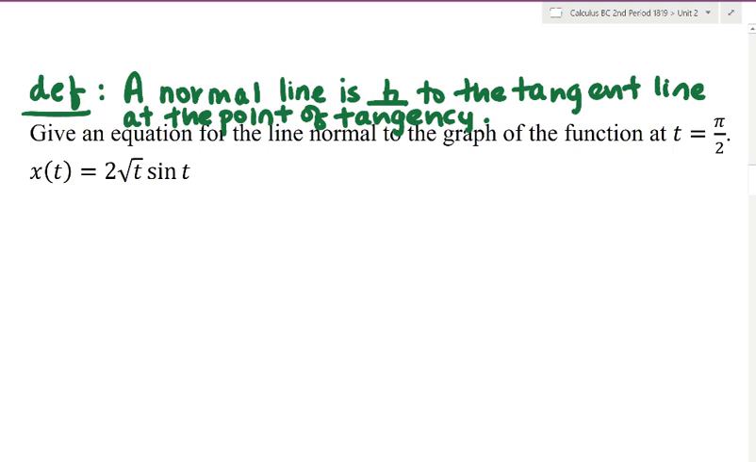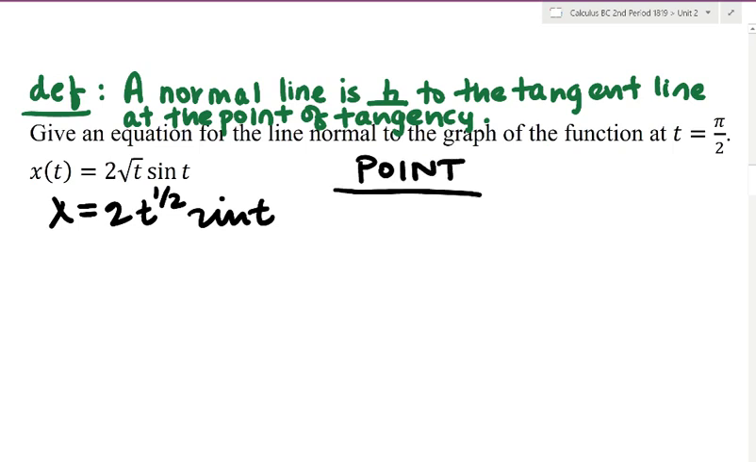So give an equation for the line normal to the graph of the function at t equals pi over 2. Okay, well, first I'm just going to rewrite this as x equals 2 times t to the 1/2 times sine of t. Definitely want to use the power rule on that, since they have a square root of the function. So the first thing I'm going to need is a point, and that's going to be at t equals pi over 2, so I need x of pi over 2.